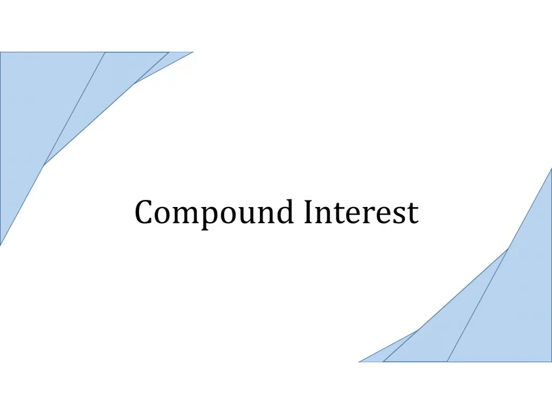Now that we have discussed simple interest, we can move to a conversation about compound interest. Compound interest is where you are going to earn interest on that original amount, but then you're also going to earn interest on your interest.